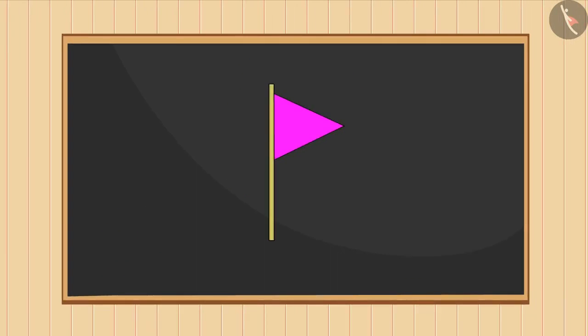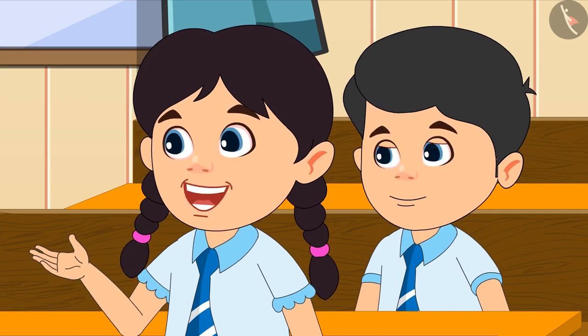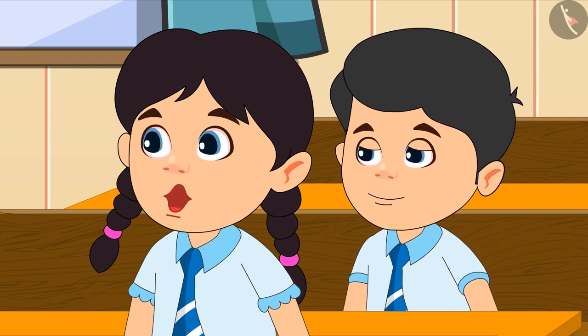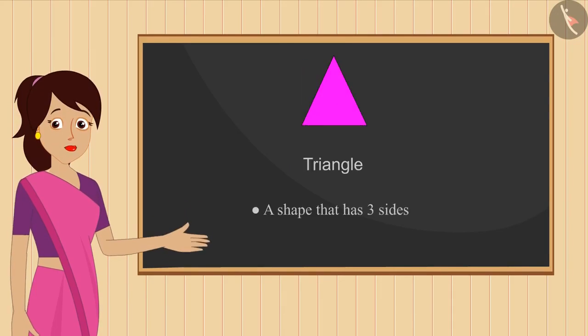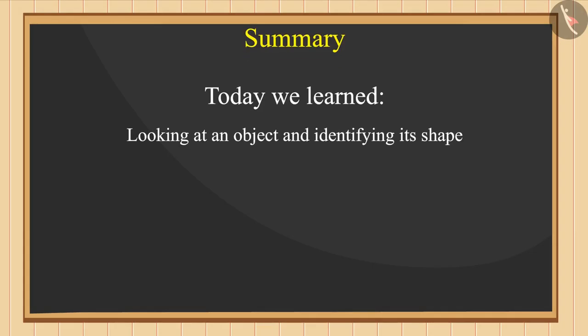Students, all of you must have seen such a flag. Yes, teacher, I have seen such a flag in a fair. The shape of the cloth of this flag is like a triangle. You identified it right, Priya. A triangle is a shape that has 3 sides that are joined like this.